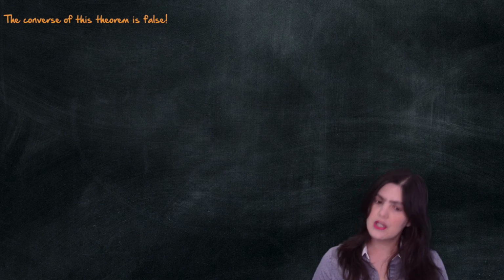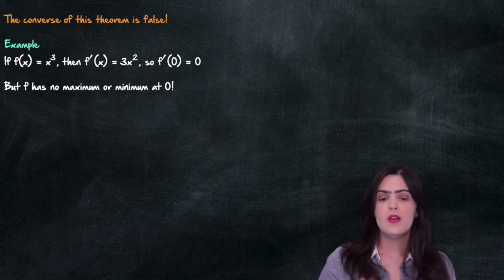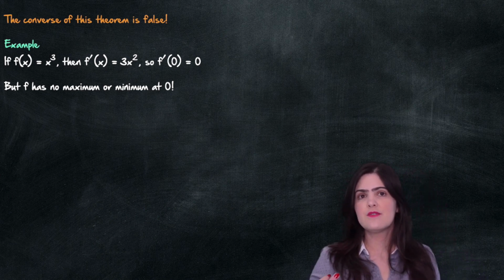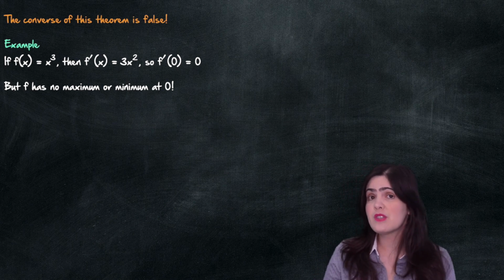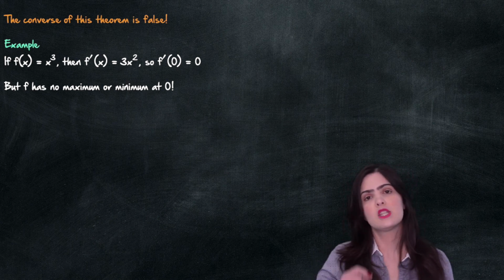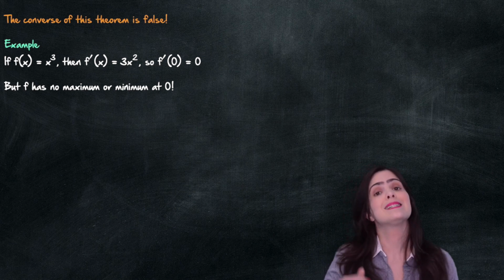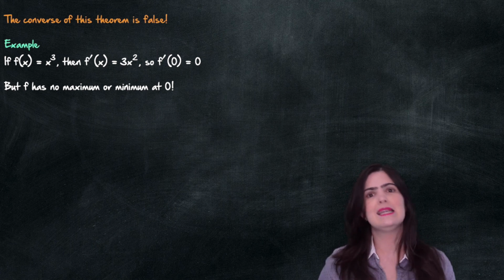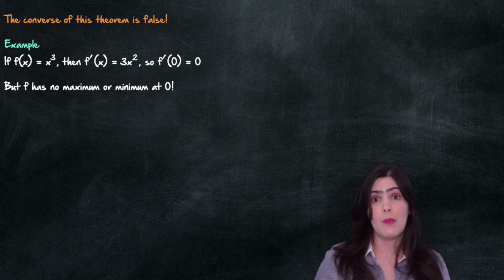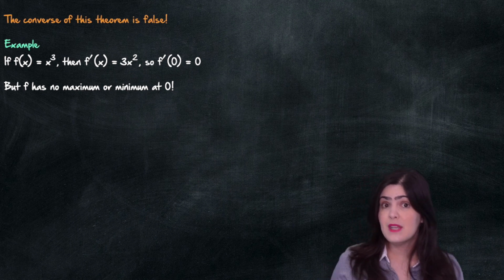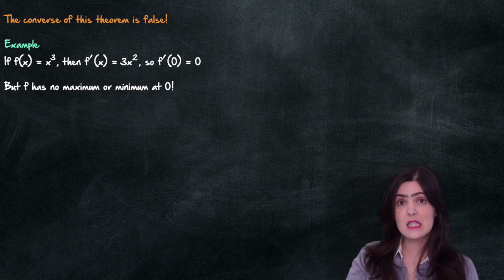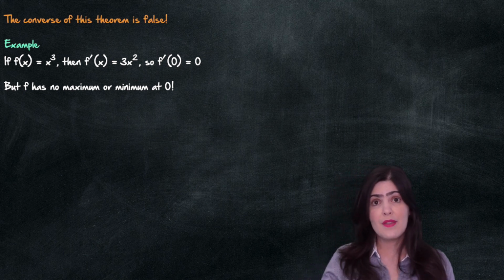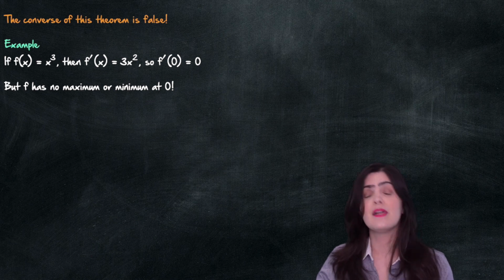Now, the converse of this theorem is false. For example, if we look at the function f of x equals x cubed, the derivative is 3x squared. So f prime of 0 is equal to 0. But f has no maximum or minimum actually at 0. And if you don't believe me, I invite you to draw the graph and you will immediately see that at 0 we have no maximum, no minimum. So this is telling me that if my function has a maximum, then the derivative is 0 or it doesn't exist. But if I know that the derivative is 0, I cannot say that I have a maximum.